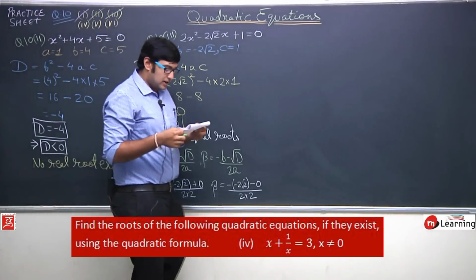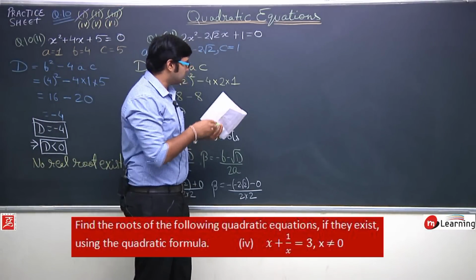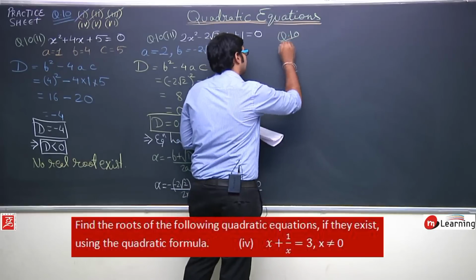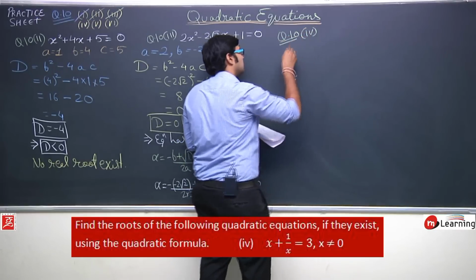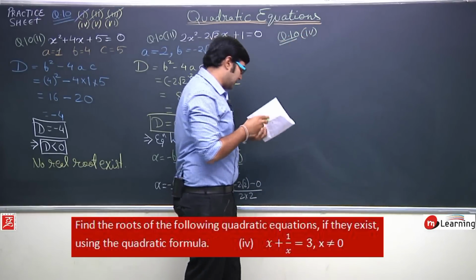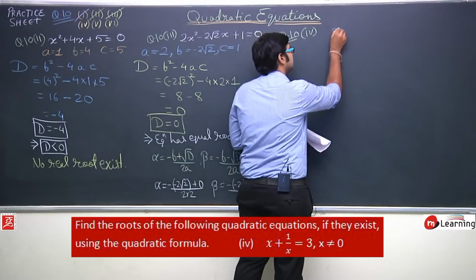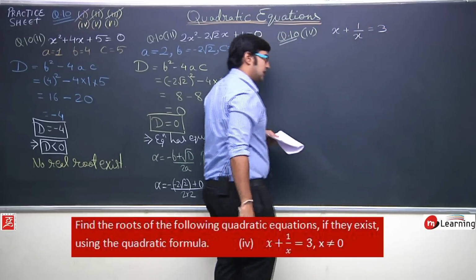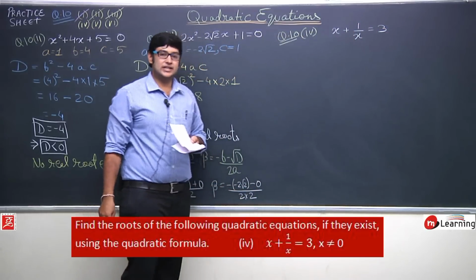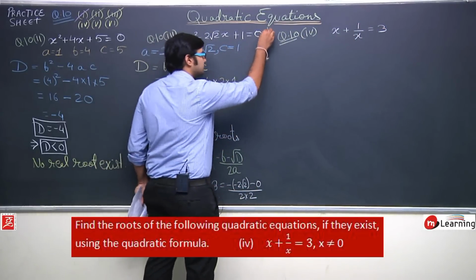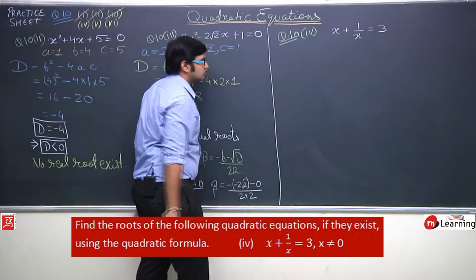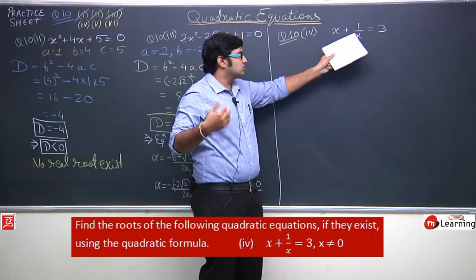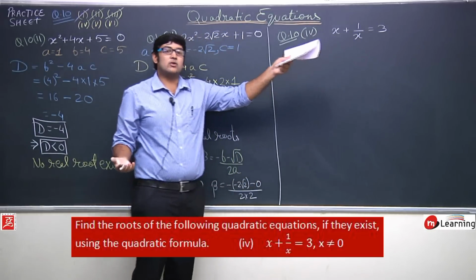Now let us solve the fourth part. The fourth part of this question, question number 10, is x plus 1 upon x is equals to 3. Okay, x plus 1 upon x is equals to 3 is the fourth part. Now this seems to be a polynomial but not a quadratic equation.